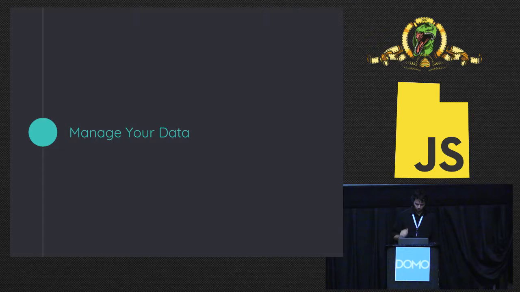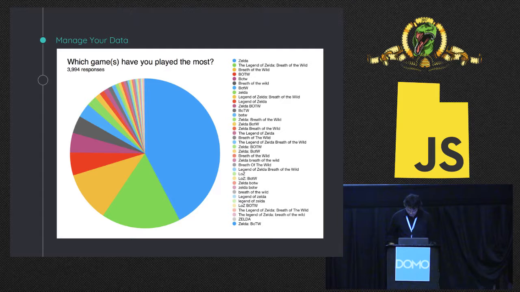So first, we need to manage our data. What do I mean? To illustrate, let's look at another bad graph. This is the results from a poll. What game do you play most on the Nintendo Switch earlier this year? I see some of you responded to the problem already. It appears that there's about 37 different answers, and I did count.